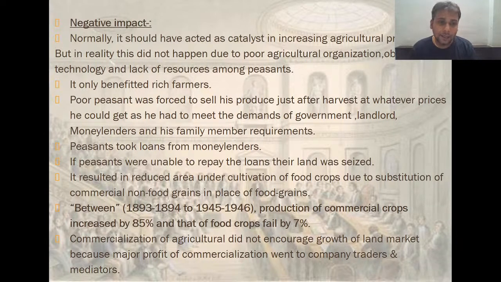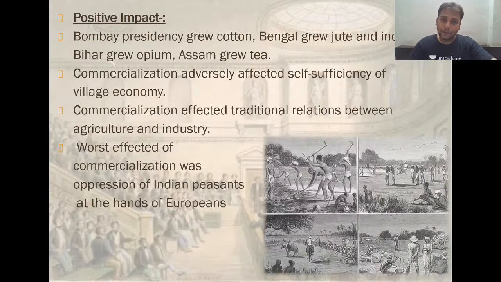Getting the points clear? Then, basically, if the peasants were unable to pay the loans to the money lender, he will trouble them. He will seize the land. If they are unable to pay the tax to the English East India Company, the English East India Company will seize their land. So basically, all these are the flip side, or negative impact, of commercialization of agriculture.